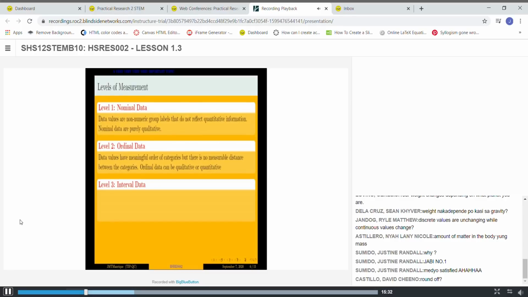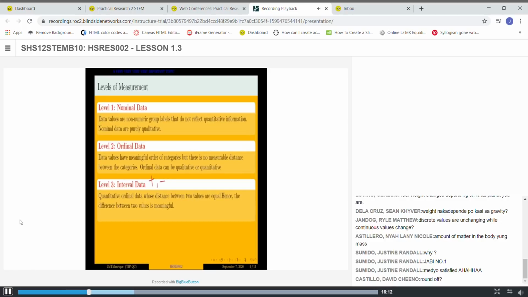Next. Ito na. Ito medyo mataas na data na to. We have here interval data. Interval data is quantitative ordinal data whose distance between two values are equal. Hence, the difference between two values is meaningful. So kung sa ordinal data hindi mo masusukat yung pagitan ng dalawang value, sa interval data pwede na. Okay? Ibig sabihin, in interval data, we can now perform addition and subtraction.